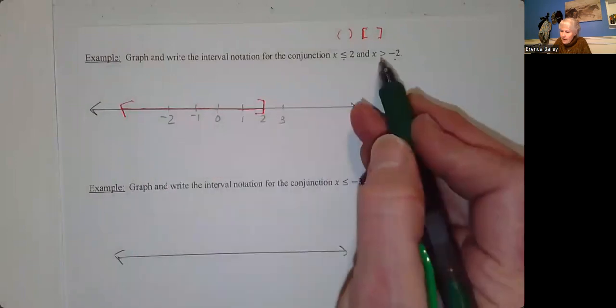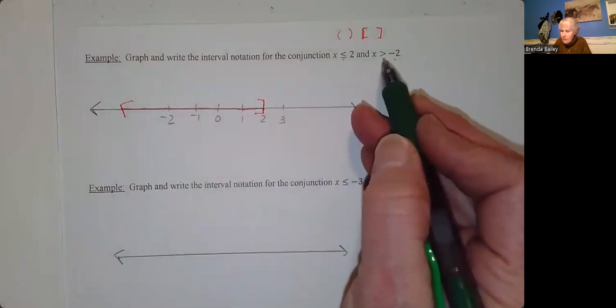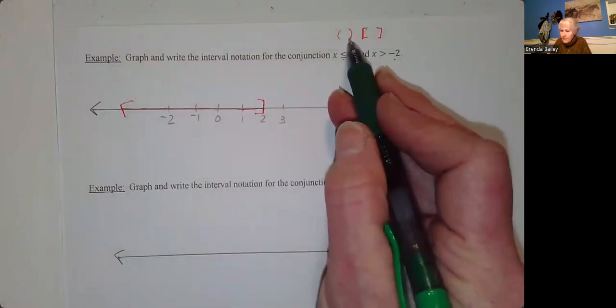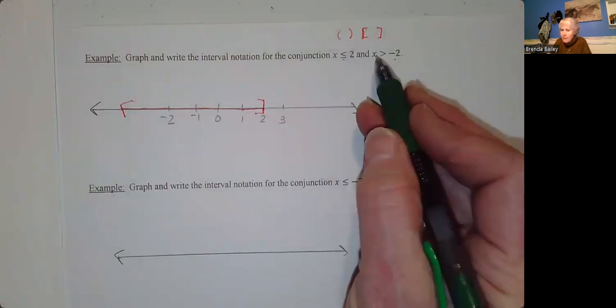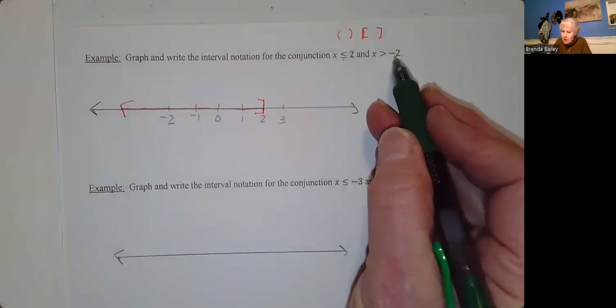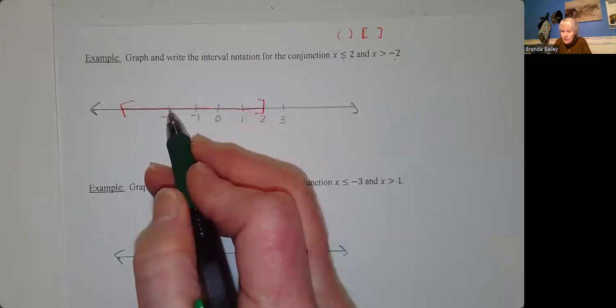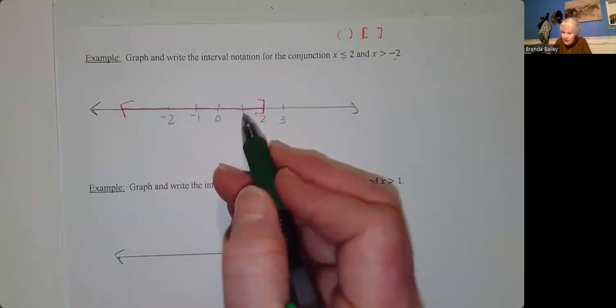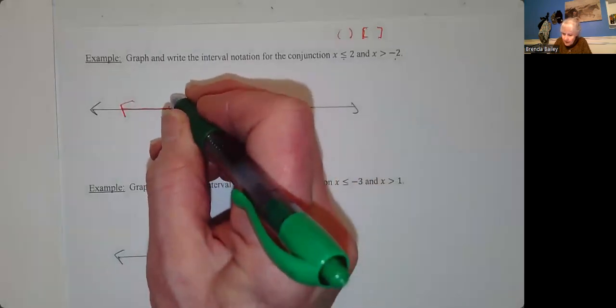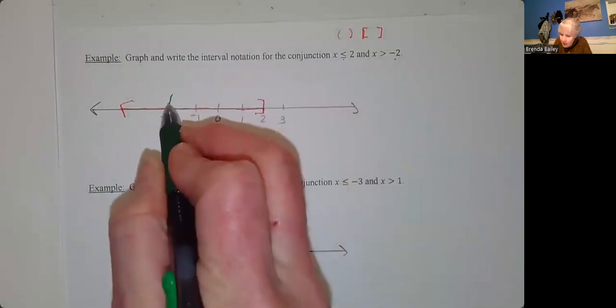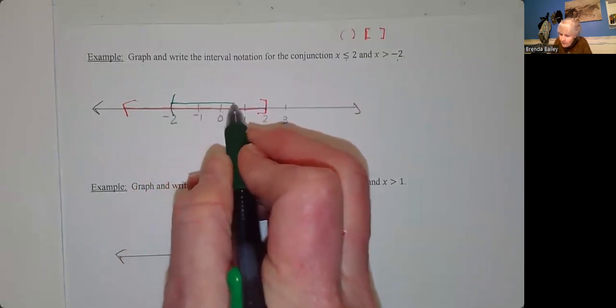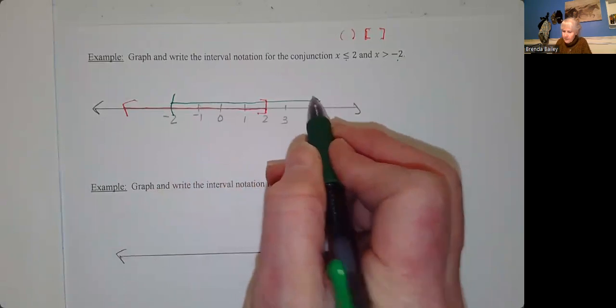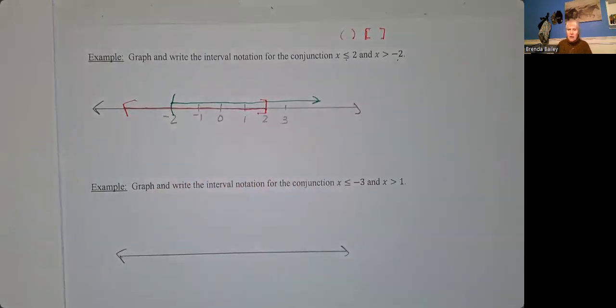Now this one does not have the bar, it doesn't have the equal, so we'll be using a parentheses. Now we want x's that are bigger than a -2. So when we go to a -2, numbers bigger are always to the right. So our parenthesis is going to open this way, and I'm going to put it a little above the line, just so that we can see the difference between the two.